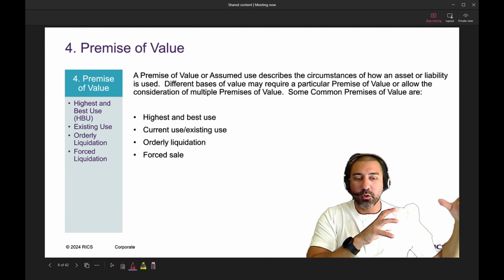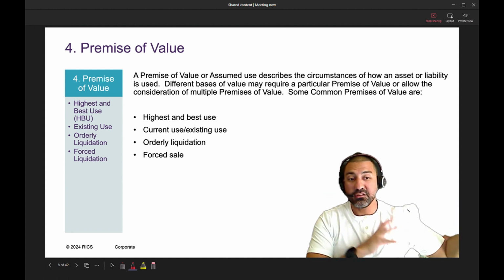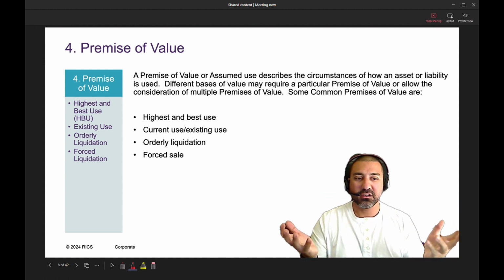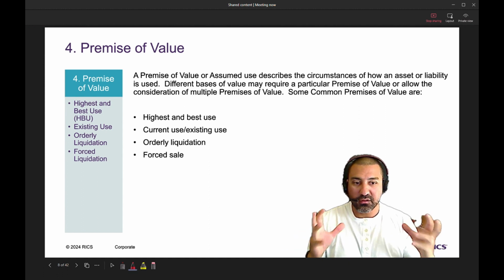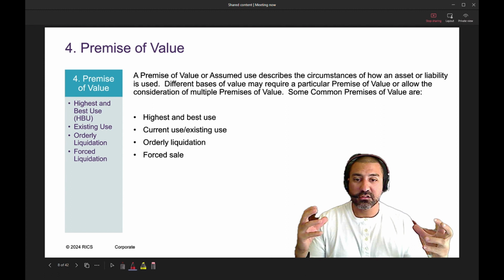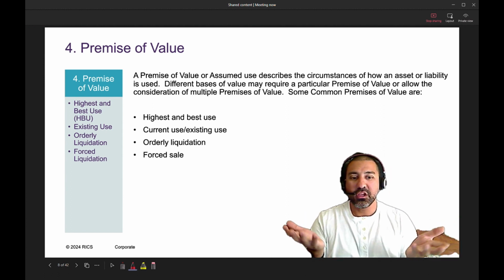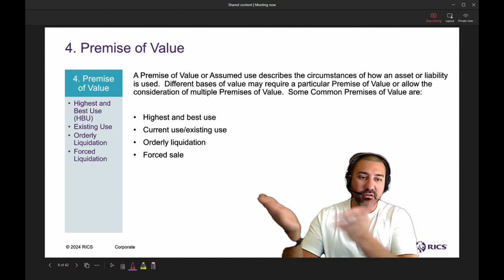Once you remove the equipment from inside the factory, or sell it outside, or discontinue the operations of the factory, all of a sudden it's a liquidation event. Therefore, the value of the assets inside is no longer going concern. They're going to be removed. They're going to be discontinued. Therefore, you cannot look at it as another factory.